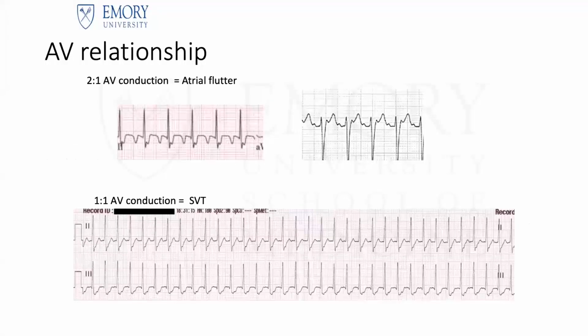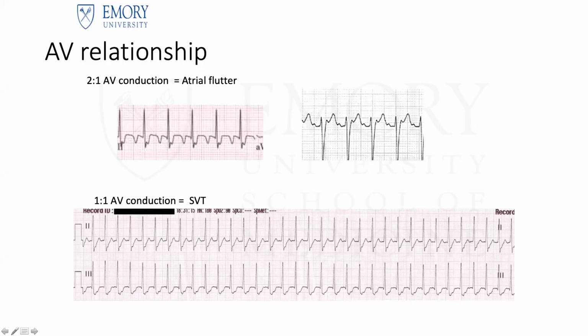Okay, so here are some examples of the AV relationship. These two top ones are 2-to-1 AV conduction. So we know it's most likely not AVNRT and not AVRT. And you've got to be careful to look for the P waves. Here we have a P wave, and then here we have a P wave.